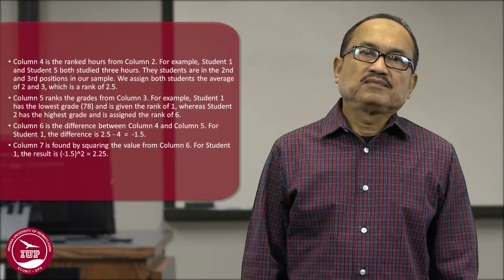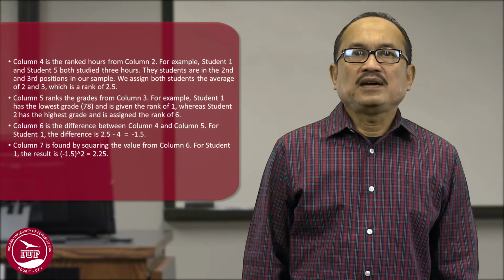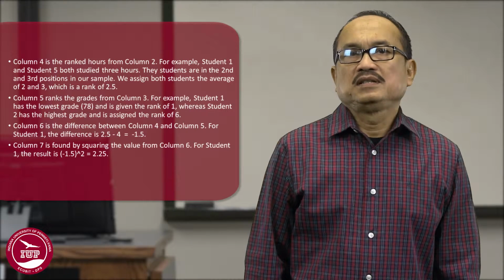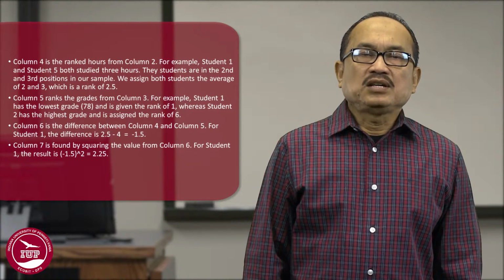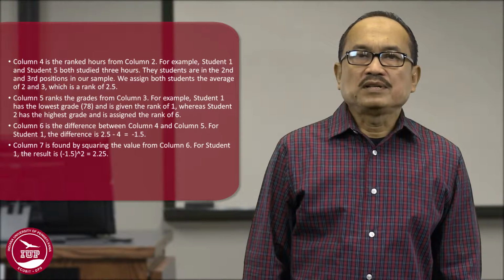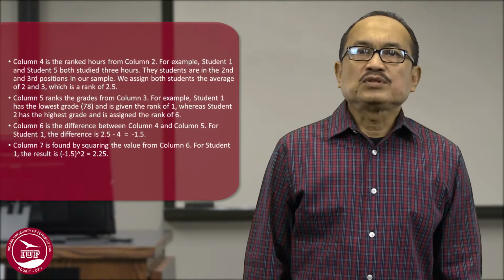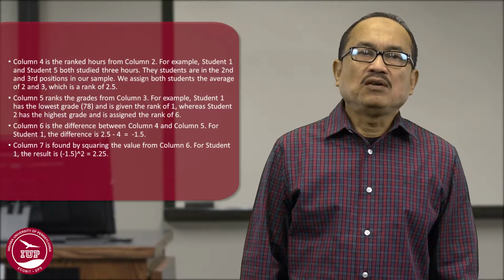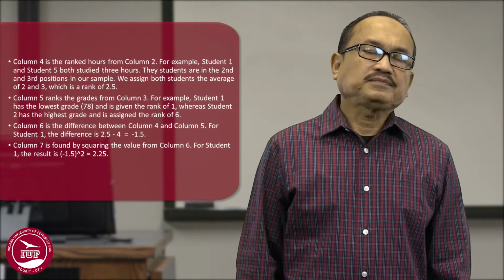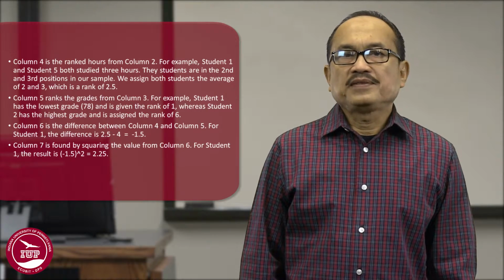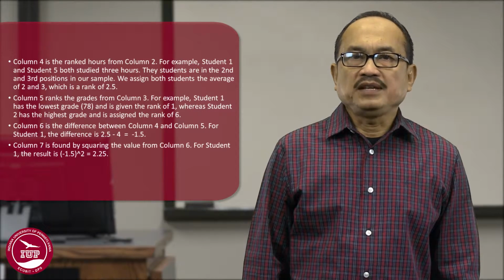Column 4 is the rank of hours from column 2. For example, student 1 and student 5 both studied 3 hours. The students are in the second and the third position in our sample. We assign both students the average of 2 and 3, which is a rank of 2.5.